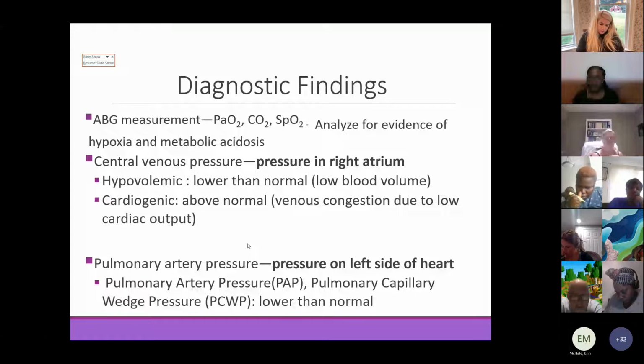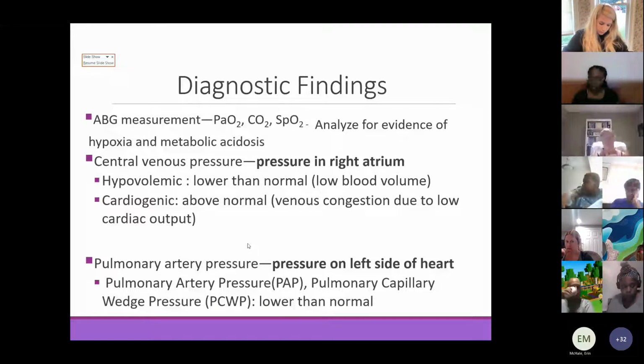We might look at pulmonary arterial pressure. That's the pressure on the left side of the heart. I'm not going to quiz you on that. That definitely is done in the ICU. And then they may also be checking the PCWP, which is the pulmonary capillary wedge pressure. And usually for someone that's in shock, that would show lower than normal. But again, that's in the ICU.